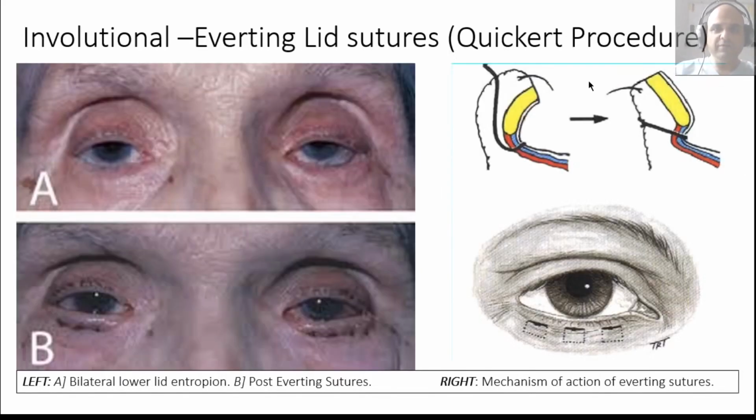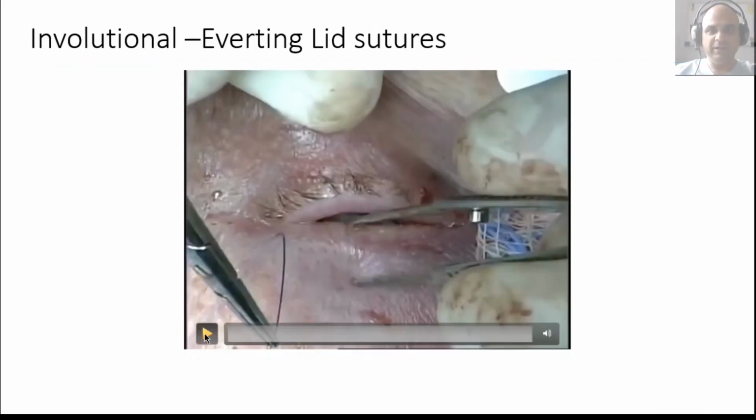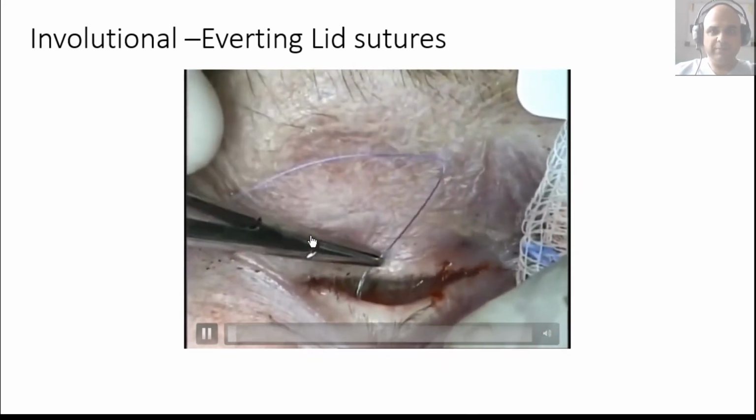So these are your everting sutures, and what they do is they provide an anchor to the lid. I'll show you a video for a better understanding of how this is done, but basically you enter through the palpebral side, pass through the tarsal plate, and you stitch or suture up from the skin side so as to pull the lid margin outwards away from the eyeball.